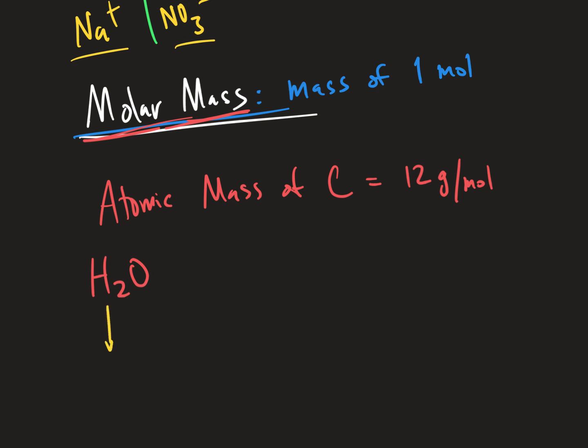The atomic mass of hydrogen is what? 1.008. What should we say that is? 1? Yeah, that's even closer. And there's how many hydrogens? 2, so we're going to multiply that by 2. Plus oxygen is 16. We add those together and we get 18 grams per mole.